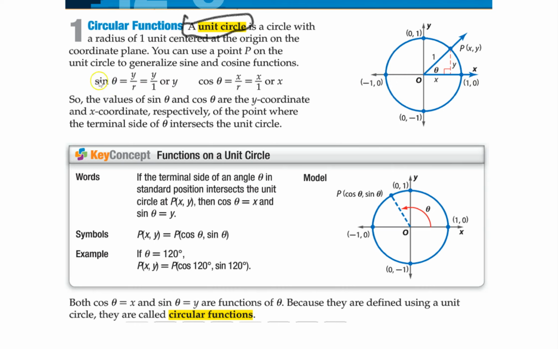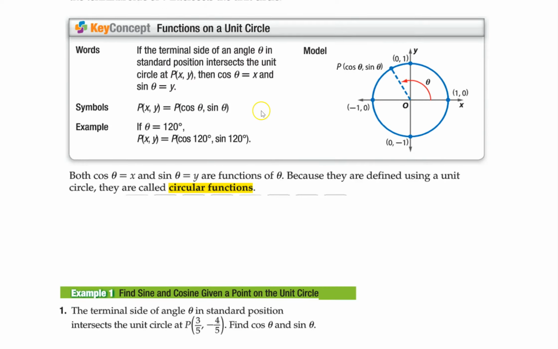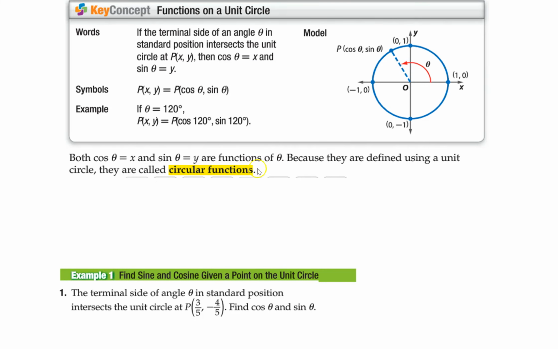Like we talked about, sine is normally y over r, which is the radius, but if we're talking about a unit circle, the radius is 1, so we just say sine equals y, and cosine equals x. We call these things circular functions because they're defined on a circle, hence circular functions.